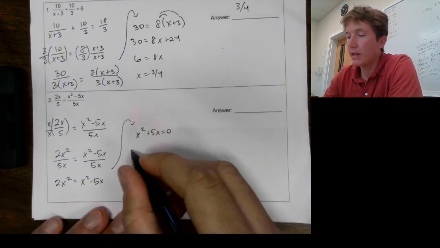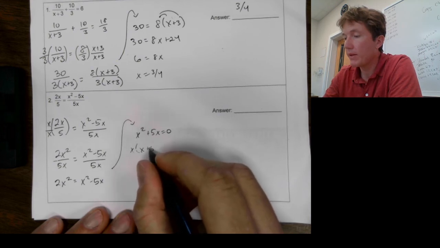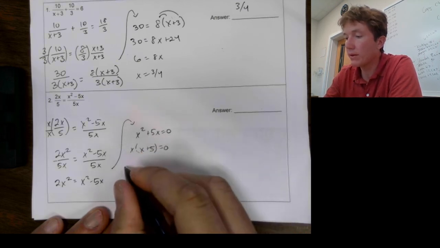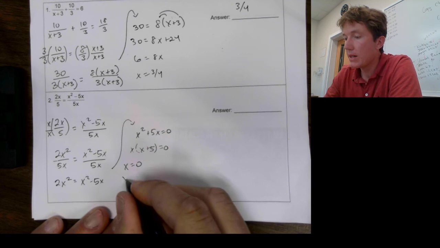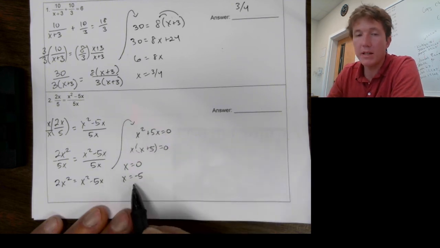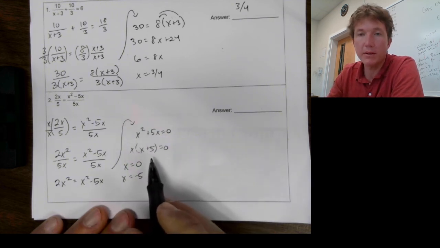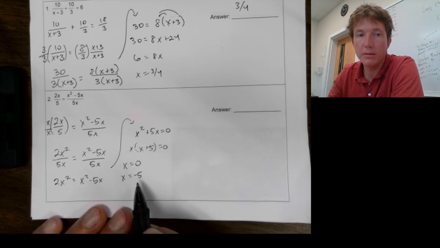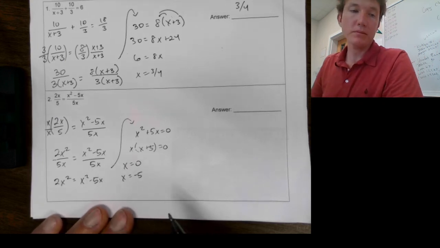And then I'll factor out an x. x times x plus 5 equals 0. So I have two solutions here, x equals 0 and x equals negative 5. Why is that negative 5? Well, if you set x plus 5 equal to 0 and solve for x, you get negative 5.